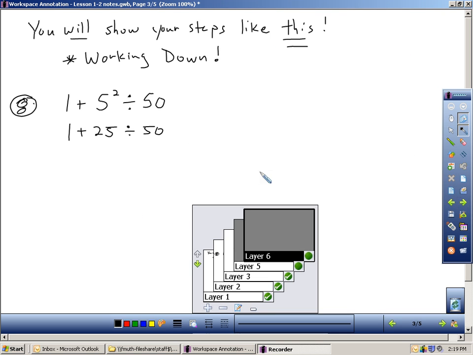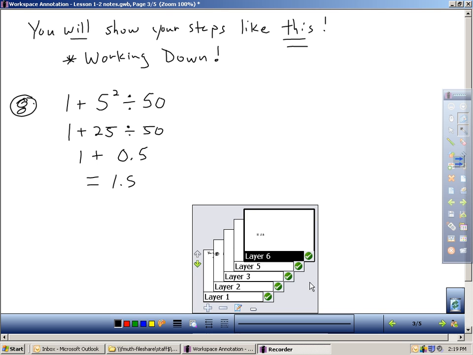So I should now divide next. 25 divided by 50 is half. 25 out of 50 is a half. So I really have 1 plus a half, and that's 1 1/2. That's what the work would look like, and we did it in the proper order.